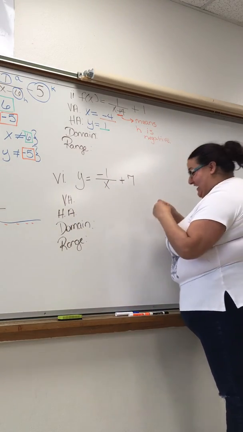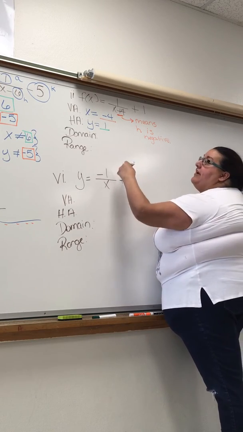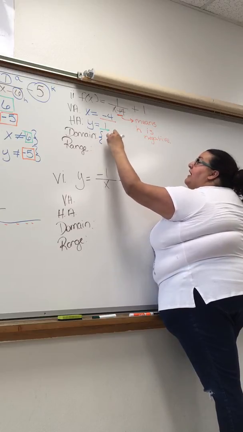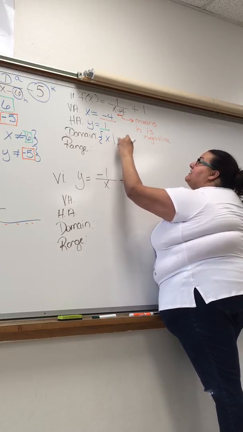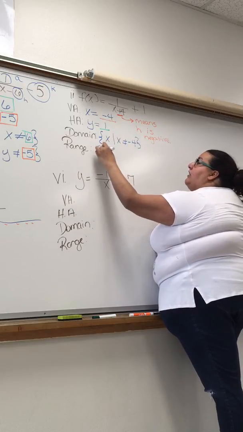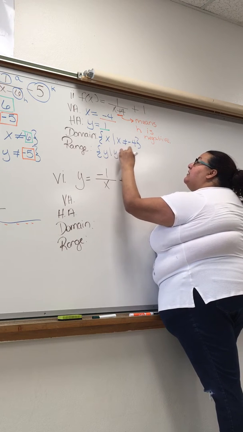Okay, so the next thing I want to do is I'm going to go ahead and write the domain and range. Again, I'm just recopying everything as it goes. So x, all values of x such that x is not equal to negative 4. And range is all values of y such that y is not equal to 1.